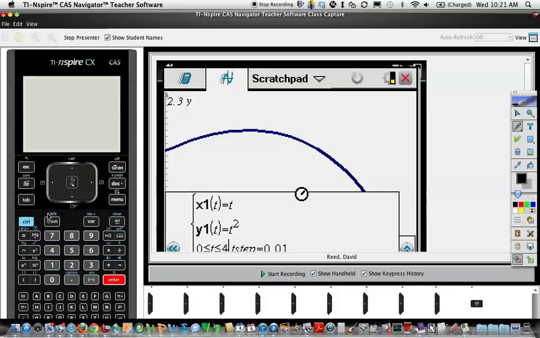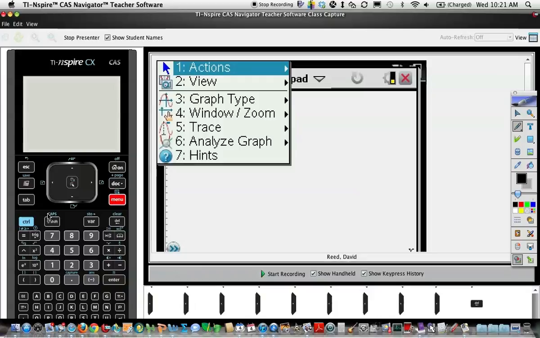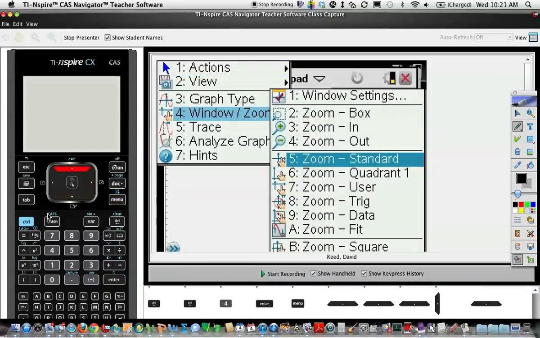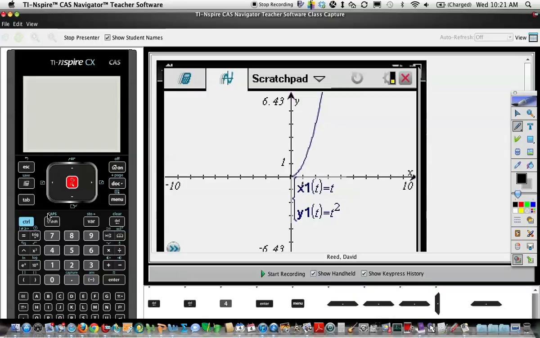Now we're going to have to change our window. Let's do a zoom standard. That should be easy enough. Now, okay, we got a parabola, sort of. What happened? Not the t step, the t range. We said 0 to 4 for t. Well, if t is x, then you're only going to plot x's from 0 to 4. So go back into the t range, and let's do -4 to 4 this time.